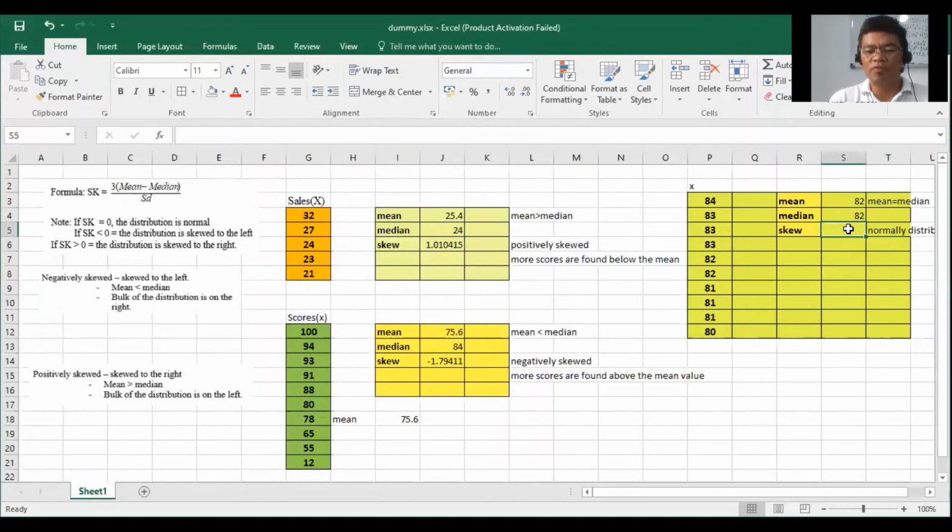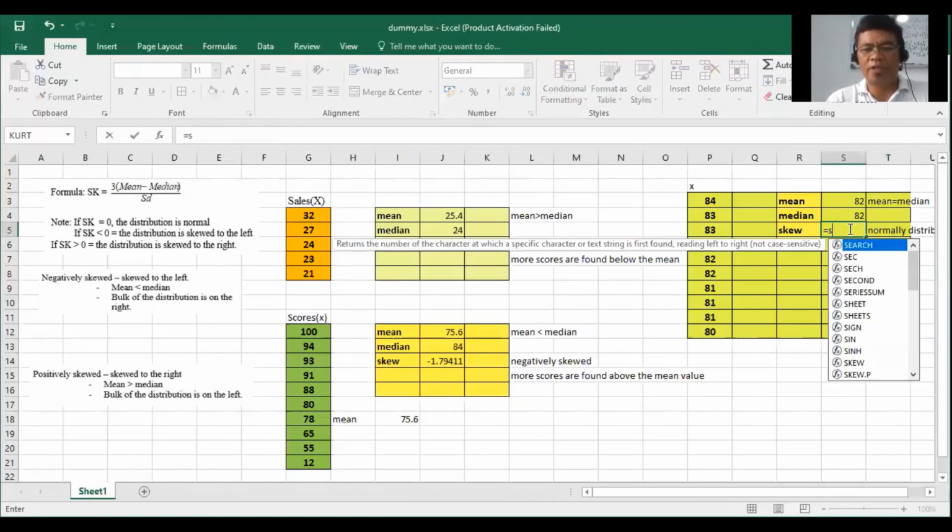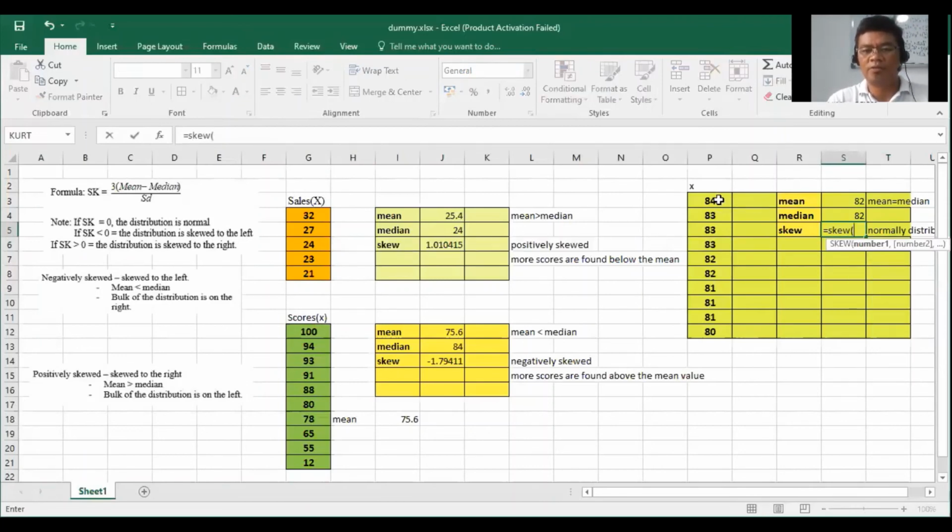So what about the value of the skewness? Let us verify. We have 0. It is equal to 0.